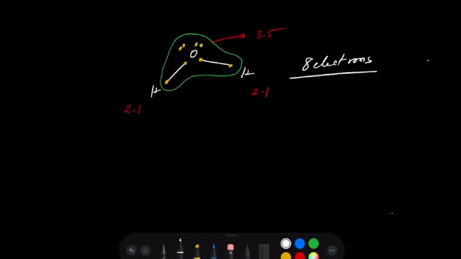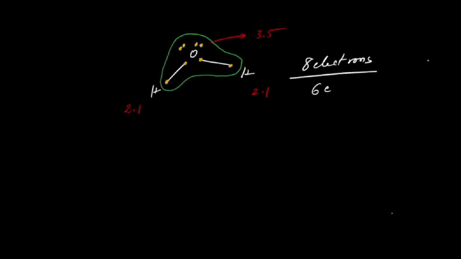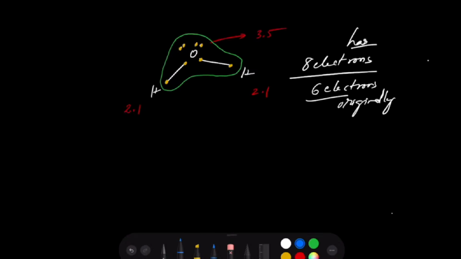So how many electrons does oxygen have? Total 8. How many is it supposed to have? It is supposed to have 6. It has 8, and originally oxygen has 6 electrons. So how many extra electrons does it have? It has 2 extra electrons.